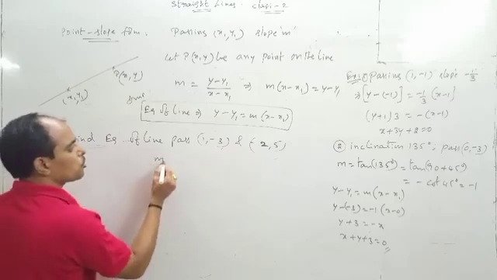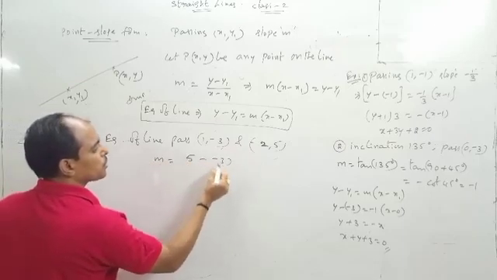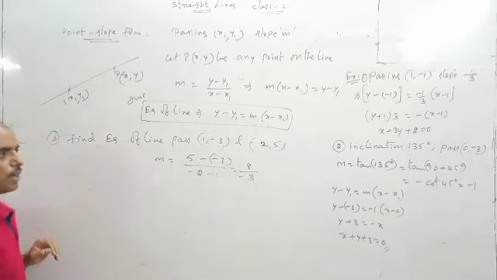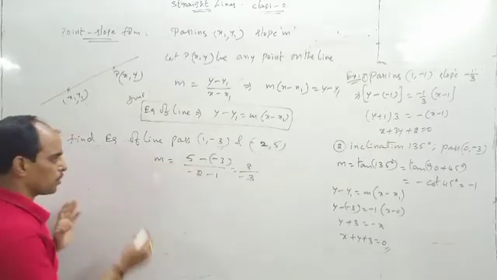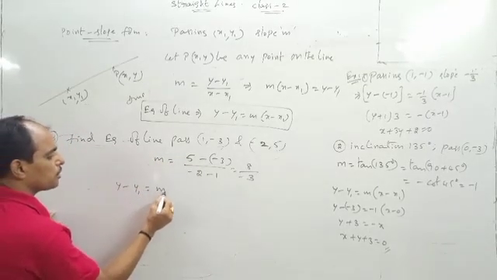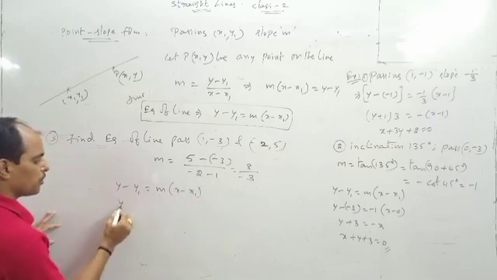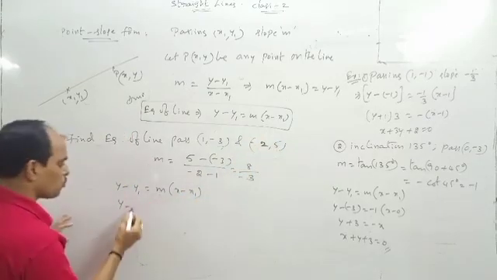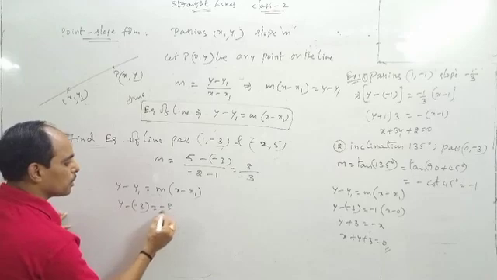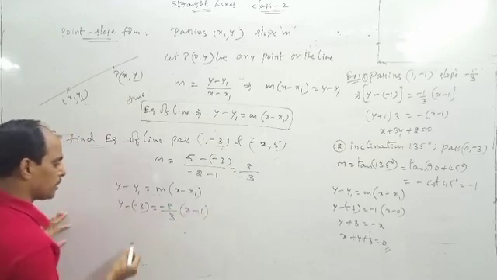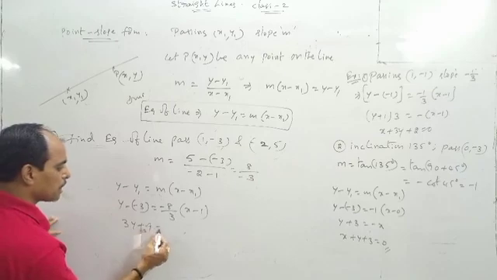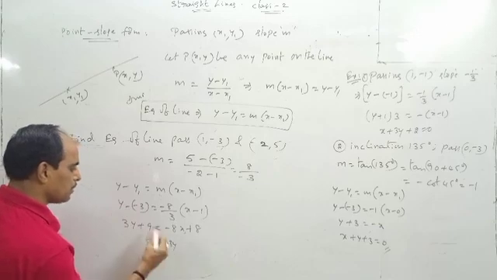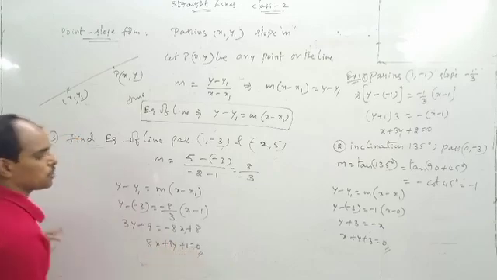What about the slope? Slope is equal to y2 minus y1 by x2 minus x1, which is 8 by minus 3. And you take any of the points, nothing to worry. So y minus y1 is equal to m of (x minus x1). Suppose you take this point. If you take the other point also, the answer will be the same. So y minus y1 is equal to minus 8 by 3 of (x minus x1). So 3y plus 9 is equal to minus 8x plus 8. So 8x plus 3y plus 1 is equal to 0.